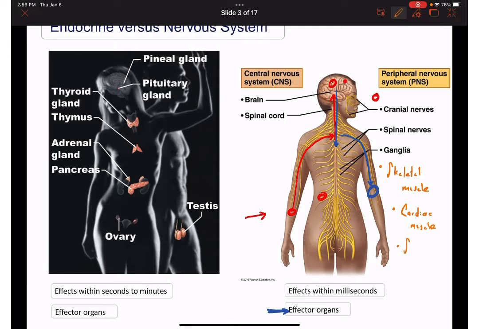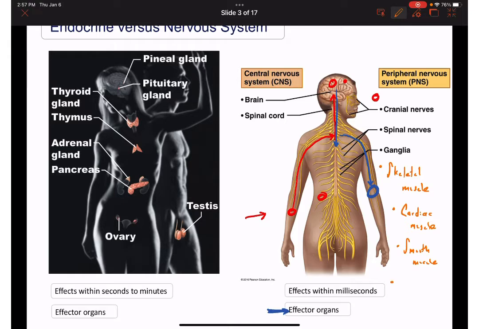Another effector organ is smooth muscle. And where do we find smooth muscle in the body? Well, we find smooth muscle in the hollow tubes of the body. For instance, the digestive tract has a couple layers of smooth muscle. Blood vessels have a layer of smooth muscle. So the nervous system can act on the smooth muscle in these hollow tubes and cause that smooth muscle to contract or relax.